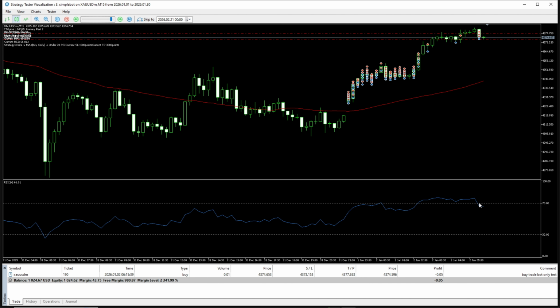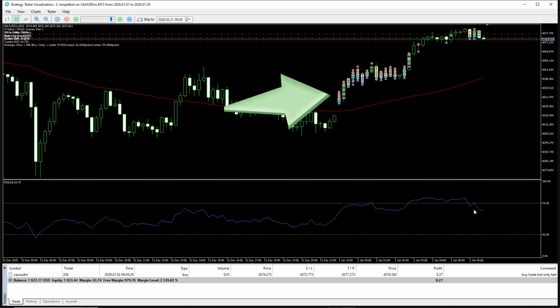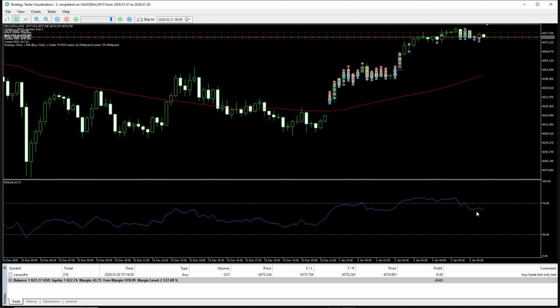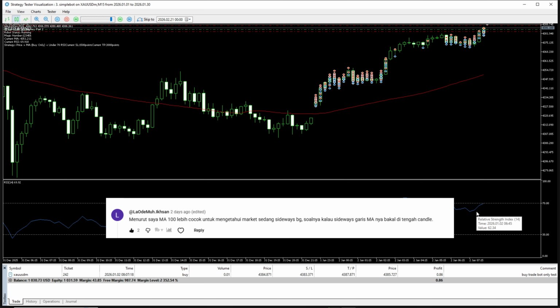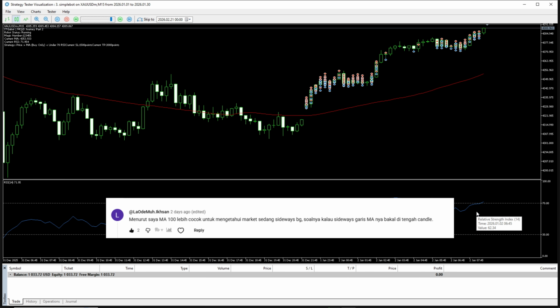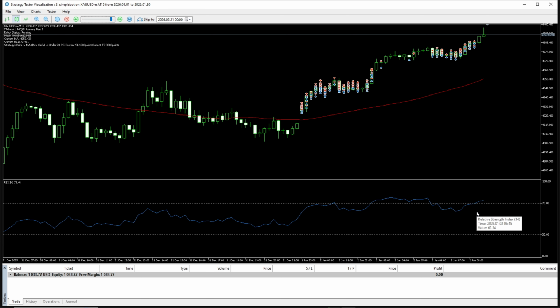In part 3, we only had a buy function. The result? When the gold market got aggressive, we basically threw our money away. Someone commented that MA100 is better for detecting sideways markets. So let's give that a try.